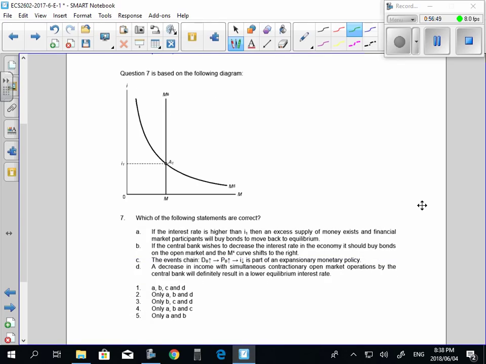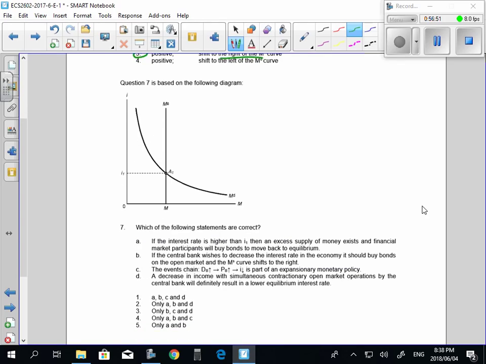Question 7. In our money market, which of the following is correct? It would be option 4. A, B, and C.